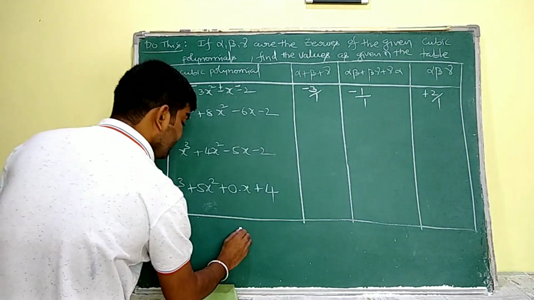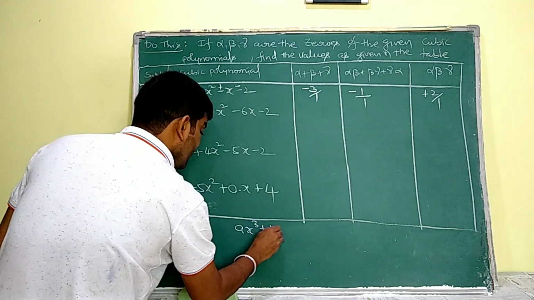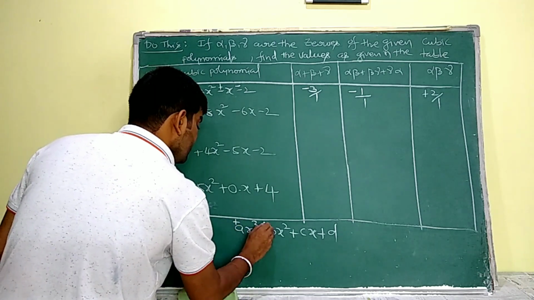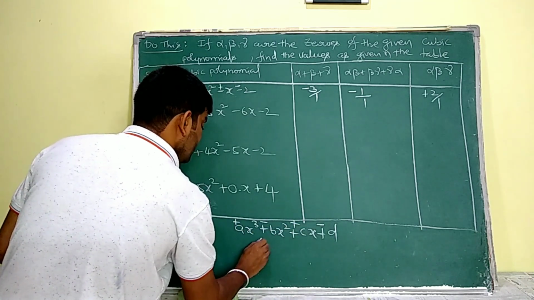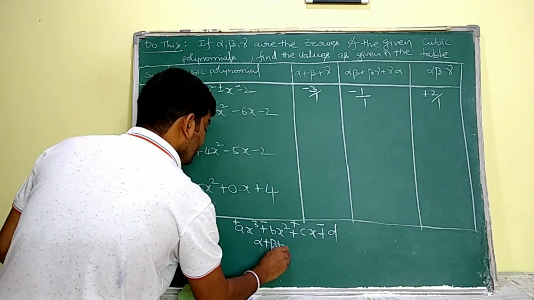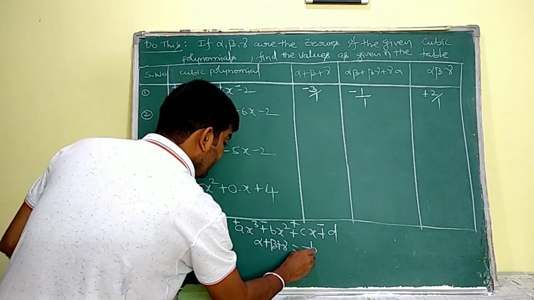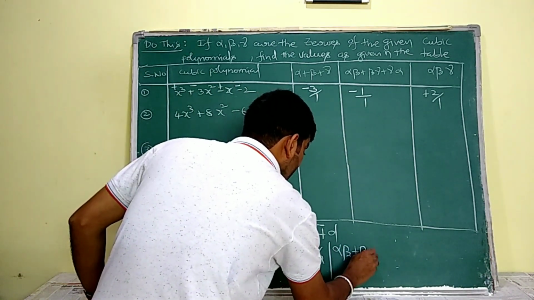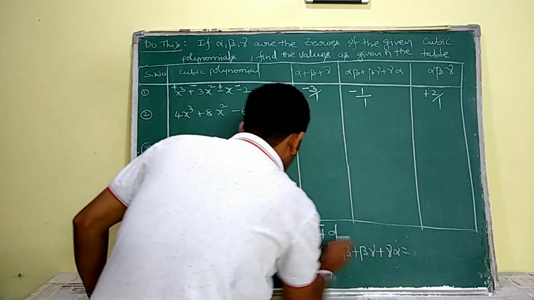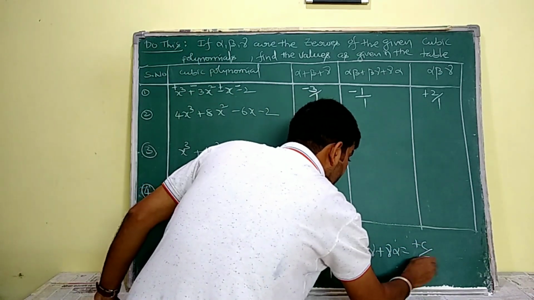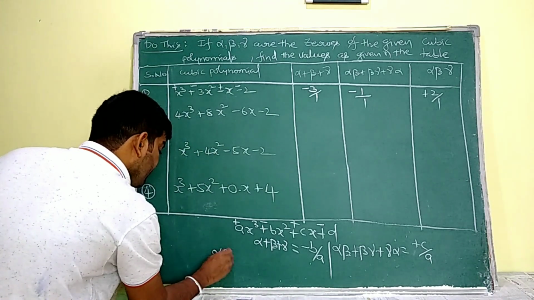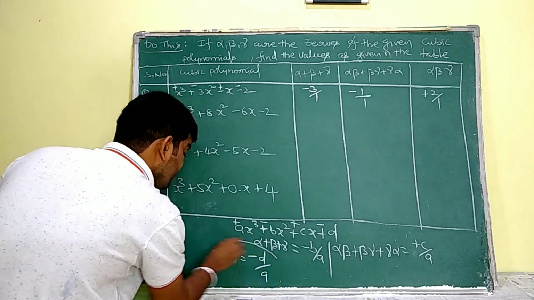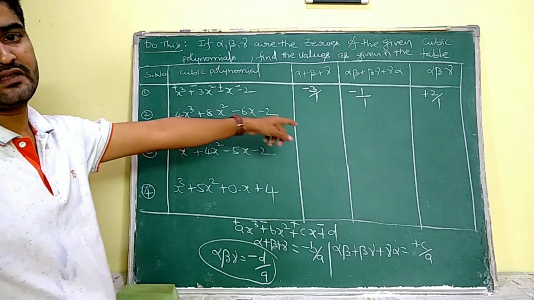Why? Because see, here we discussed that in the cubic polynomial ax cube plus bx square plus cx plus d, the signs go plus minus plus minus. So the sum of zeros means we have to write minus b by a. The sum of product of two zeros, alpha beta plus beta gamma plus gamma alpha, is equal to plus c by a, and the product of zeros, alpha beta gamma, is equal to minus d by a. In this way we are going to write the answers there.